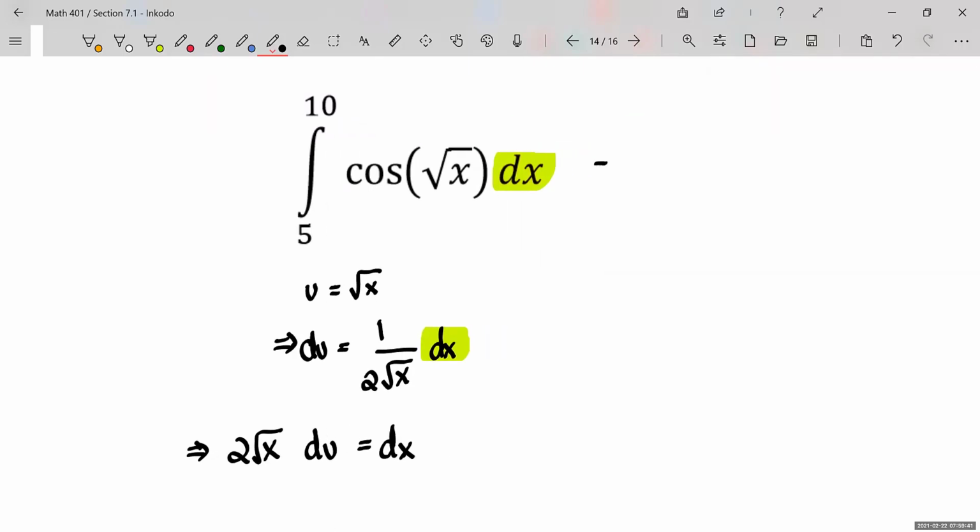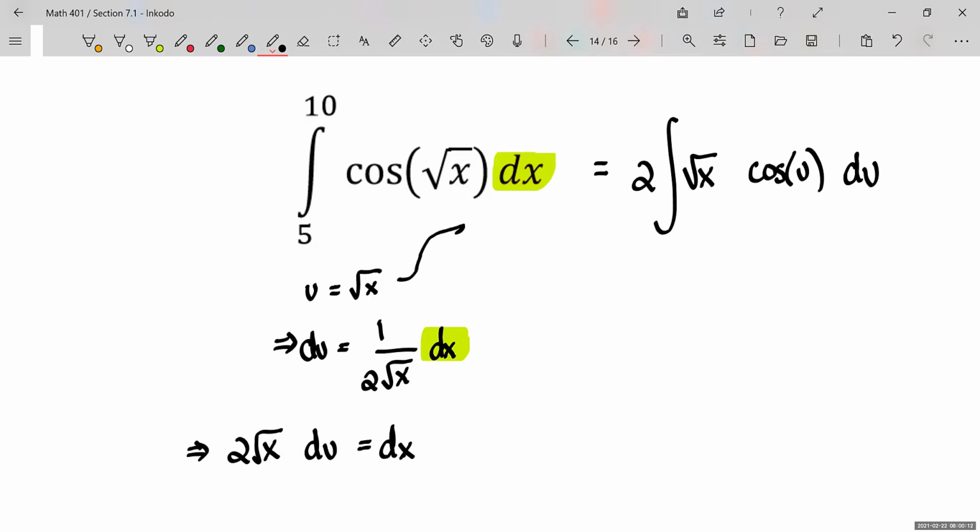So this definite integral will be traded out for a 2 root x du, and then we have a cosine of u. Now, I do want to change my limits of integration. I try my best to tell my students to always, when you're changing into a different world for a definite integral specifically, change your limits of integration as well.